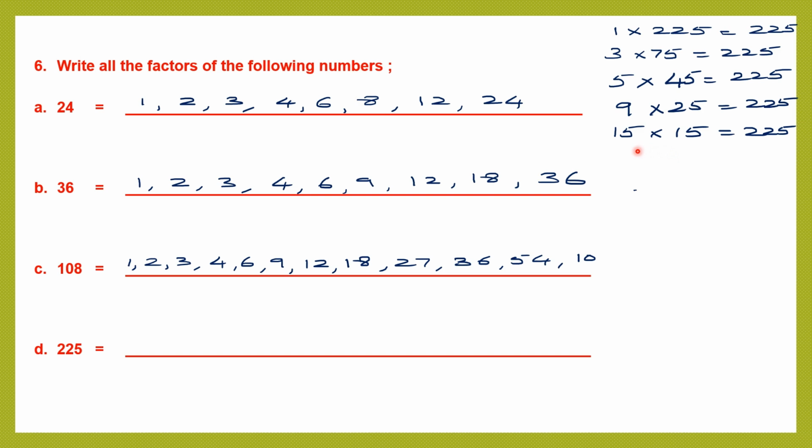So what are all the factors of 225? 1, 3, 5, 9, 15. Don't repeat this 15. 25, 45, 75 and 225. So let's write that: 1, 3, 5, 9, 15, then 25, 45, 75 and 225.